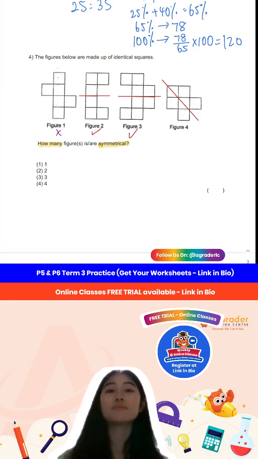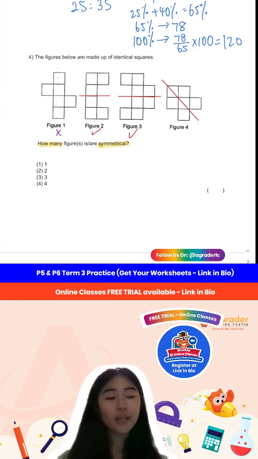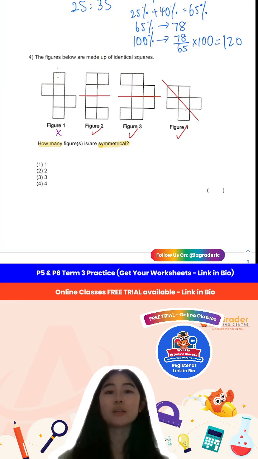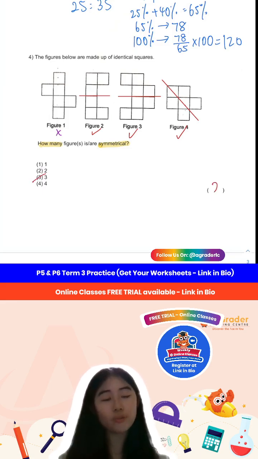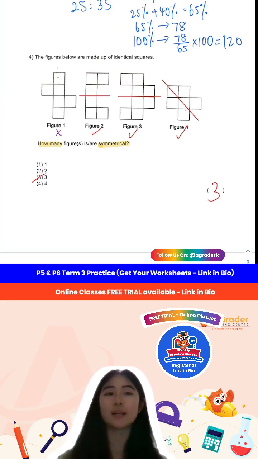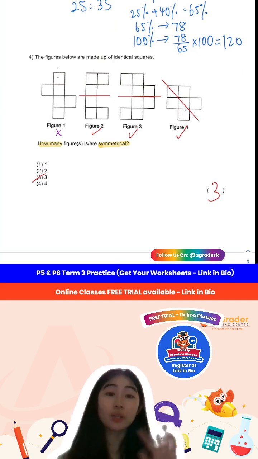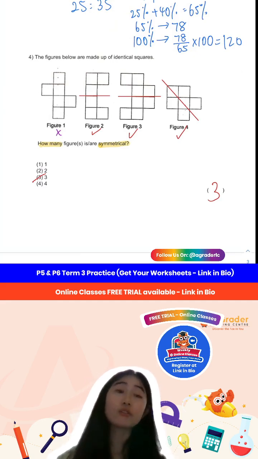Okay, so Wong's is correct. You need a diagonal line of symmetry. So that will be 3 figures in total. Okay, so figure 2, 3, 4, that is 3 figures. Option 3 is the answer. So half of you got it correct. Those of you who said 3, good job. Those of you who said 2, I think it's likely you didn't consider the diagonal line of symmetry.